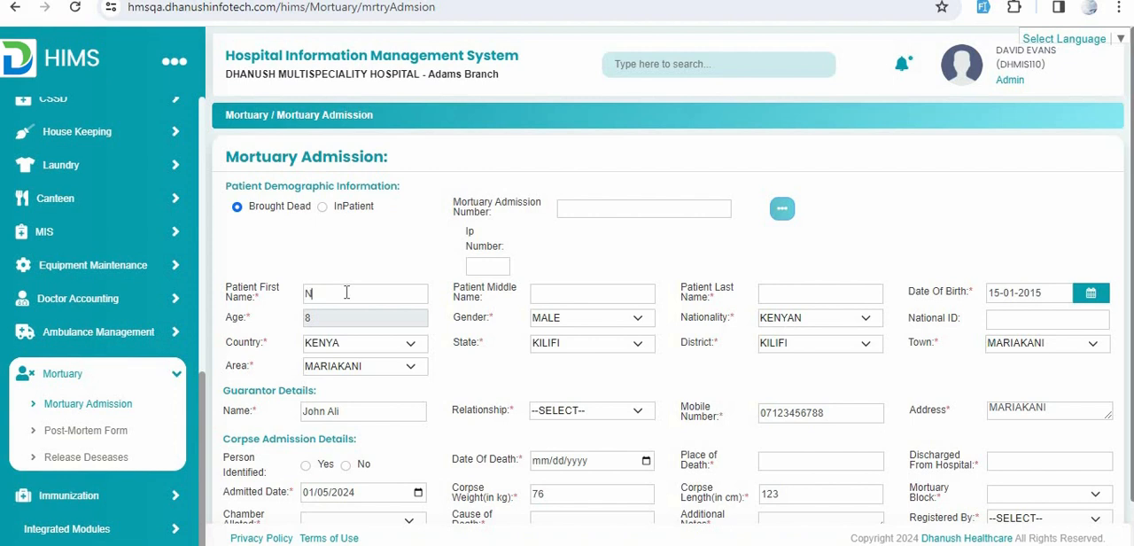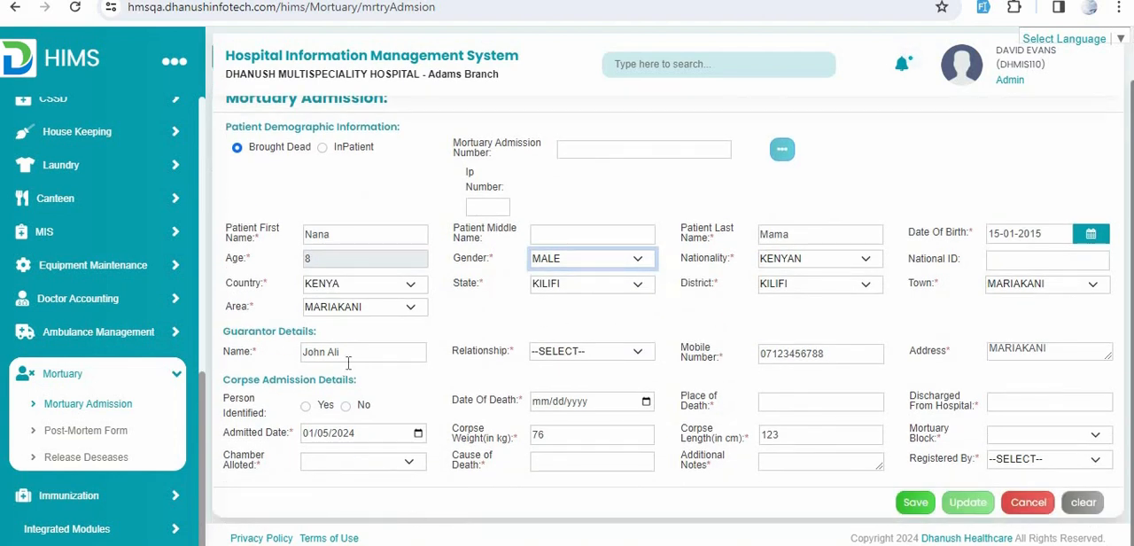They have to fill in the person's first name and the patient's last name. They also have to select the date of birth. They then have to select the gender, the nationality, the country, the state, the district, the town, and then the area. Next, the users have to fill in the guarantor details.